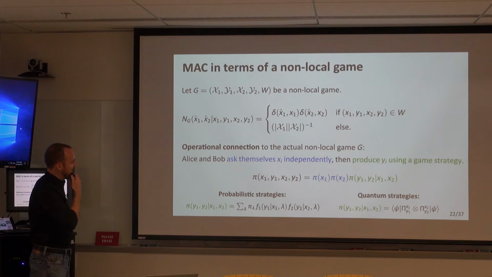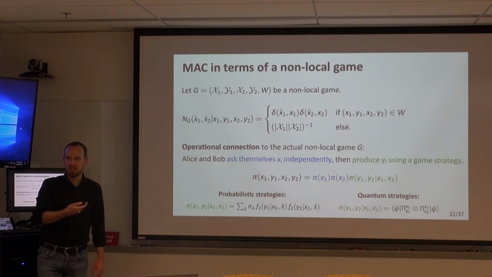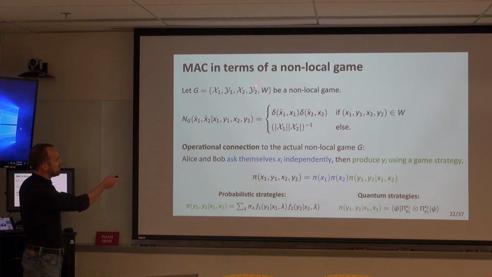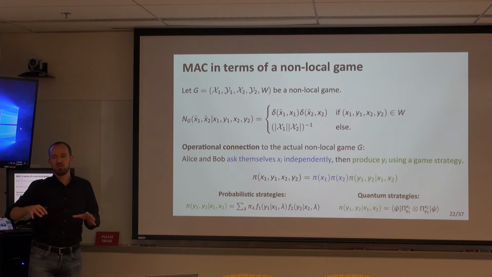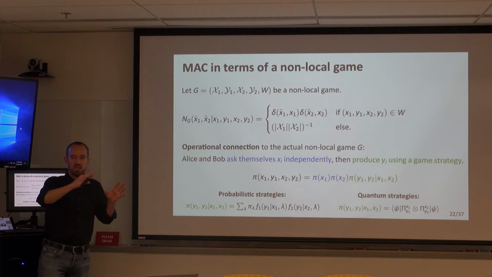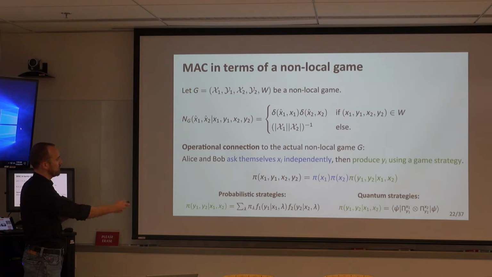Okay, so in a bit more formal detail, you have your non-local game with the question sets x1, x2, and the answer sets y1, y2. And you have this winning condition W. On an input that is in the winning condition, you just get back x1 and x2. And if you're not in the winning condition, you get some random x1, x2, drawn uniformly from the whole set.